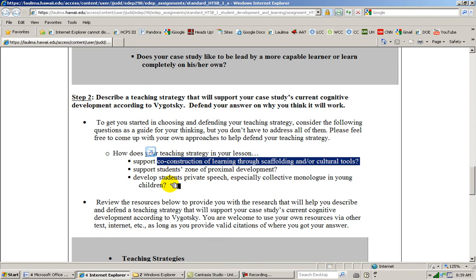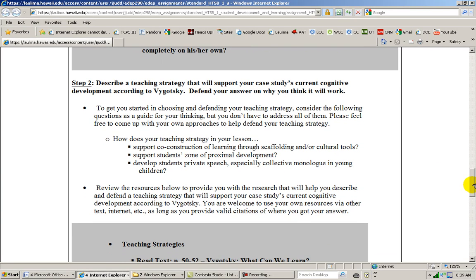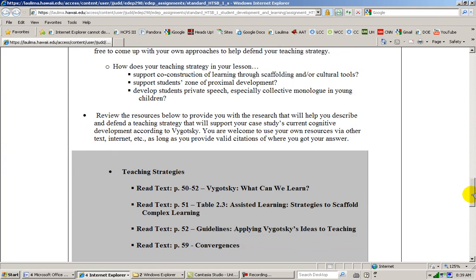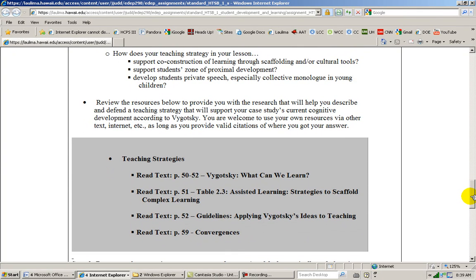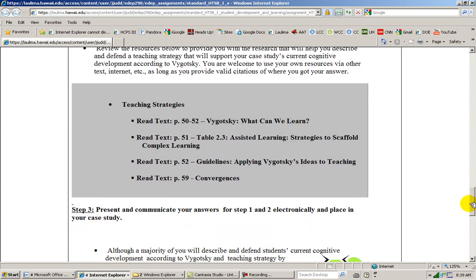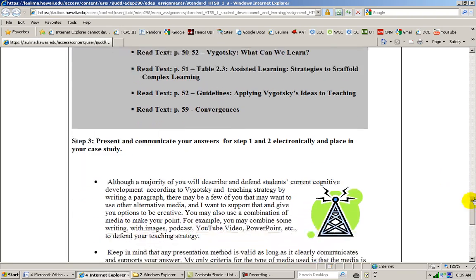Do they use private speech, something called collective monologue in young children, where kids talk to themselves as they go through the actual learning? You'll notice that adults do that when the learning is very difficult. You'll see people start talking to themselves. Vygotsky believes that's just us regulating our thought process through our own language. And then there are plenty of teaching strategies in the book, and you're welcome to find anything else online.